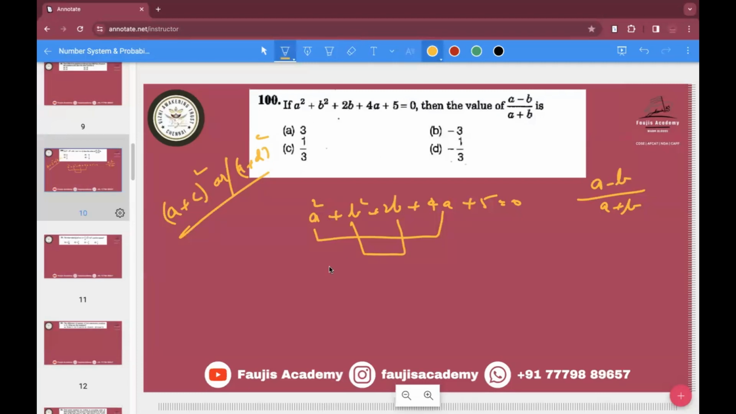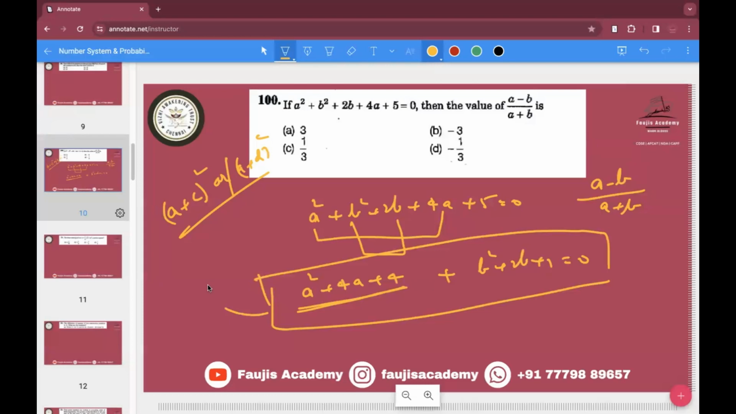Guys, look here. I just give you some hint. Can we reorganize it like this? A all common, A writing together. Plus 4 we'll write. Let's write it b square plus 2b plus 1. Both are the same. We are just expanding it, guys. What is this, guys? A plus 2 whole square, is it? Plus b plus 1 whole square is equal to 0?